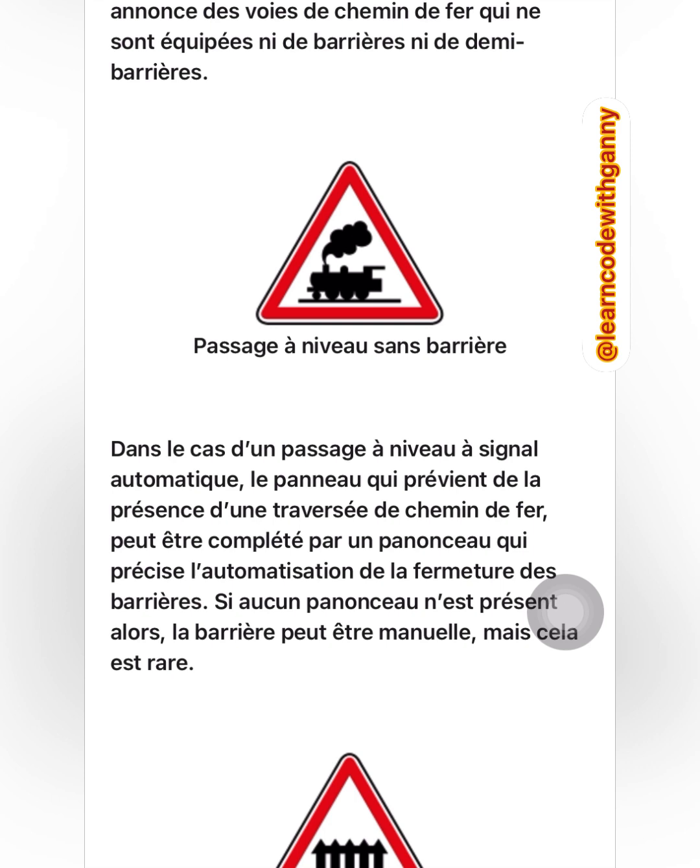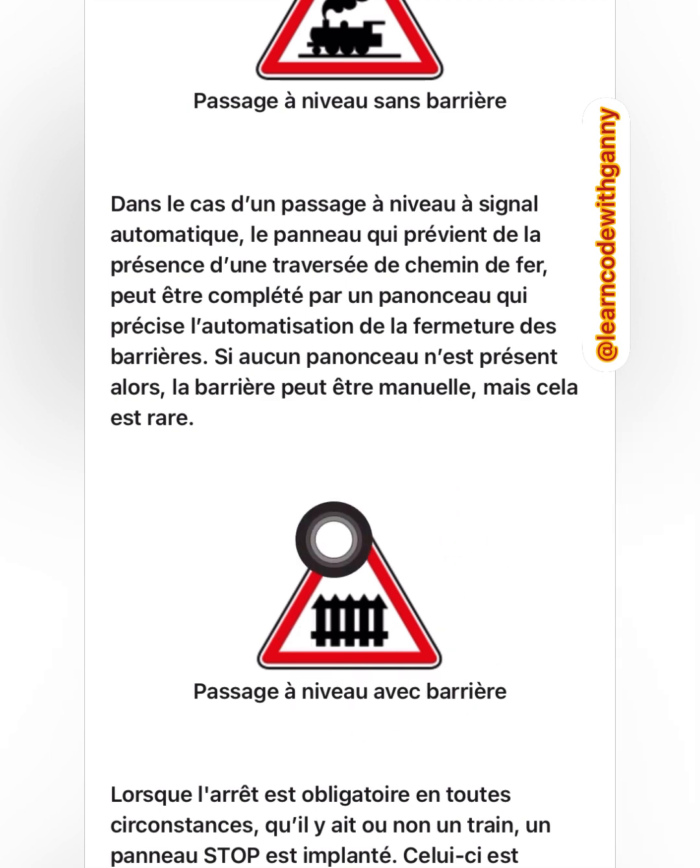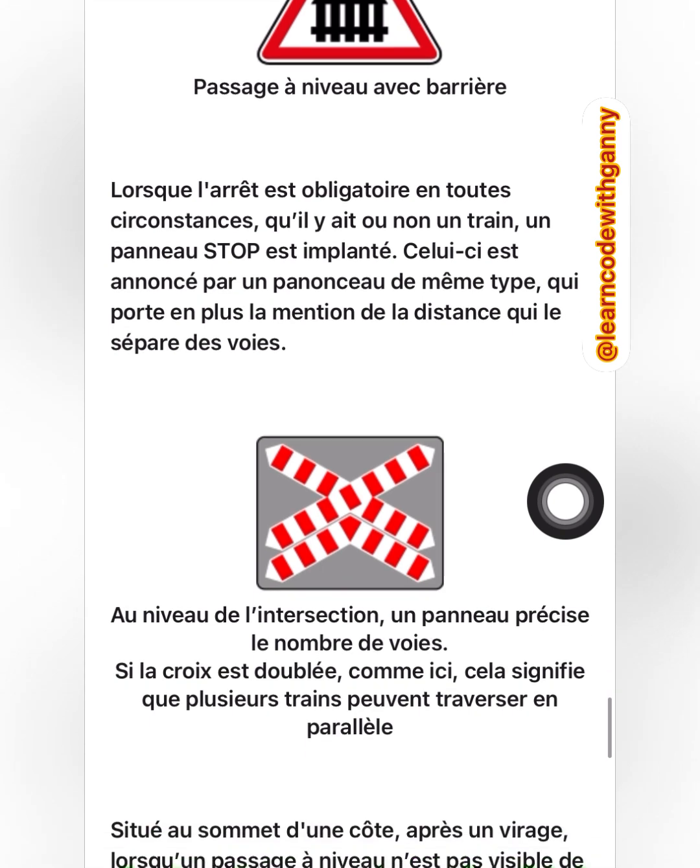In the case of an automatic level crossing, the sign of presence of the railway crossing can be supplemented by a sign that specifies the automation of the closure of the barrier. If no sign is present, then the barrier can be manual, but it is rare. When you see this one, it can be automatic. If you do not see this sign, maybe it's manual. So this one is a level crossing with barrier. You always see it with a triangle. That is a danger panel. You always see it inside it. So take note of it.